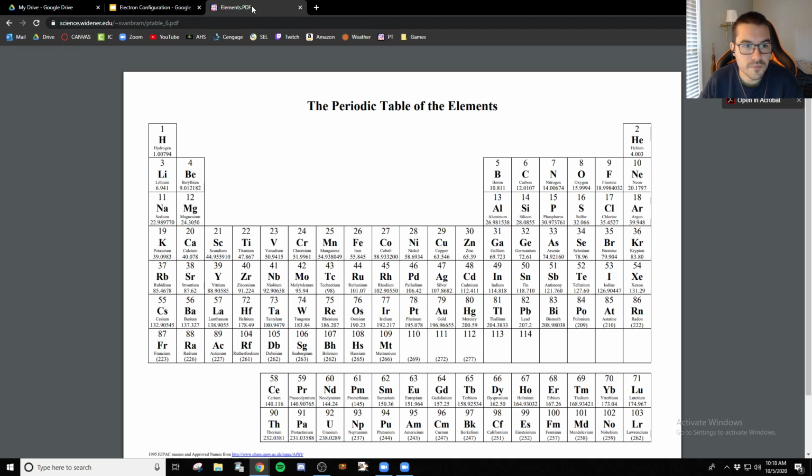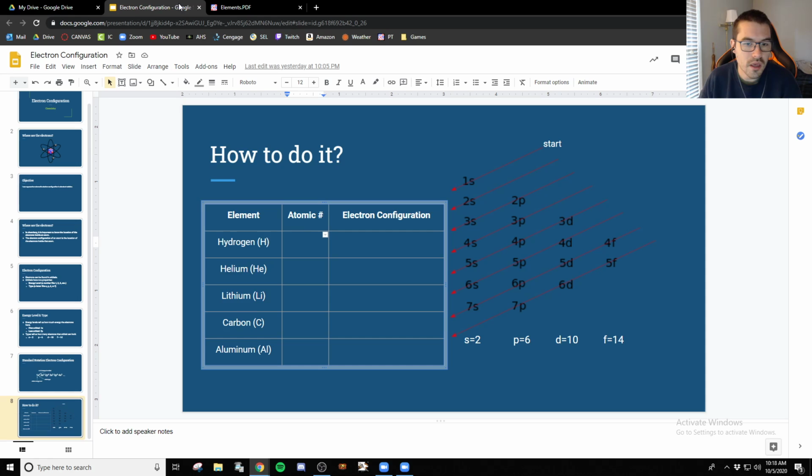Hydrogen is up here in the top left corner. Its atomic number is 1. It's the first element. So atomic number 1 means I have 1 electron, and I only need to figure out where that 1 electron is. Here's how this works. We are going to use this chart, and you don't have to memorize this. This is a chart that you're always going to have access to.